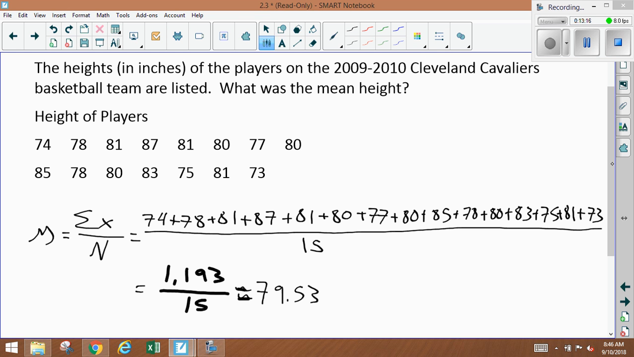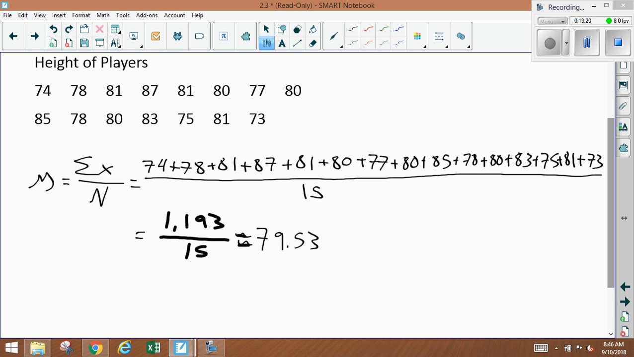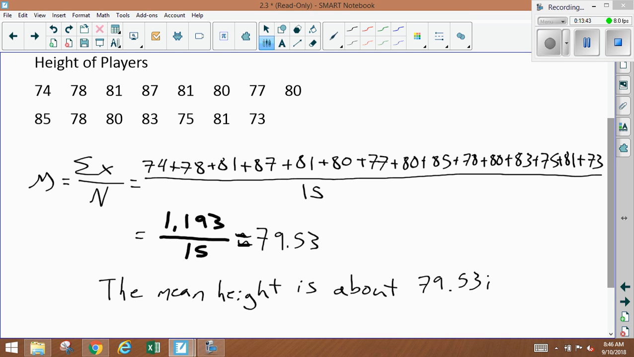And we need to answer this in context, right? So we need to say the mean height is about 79.53 inches.